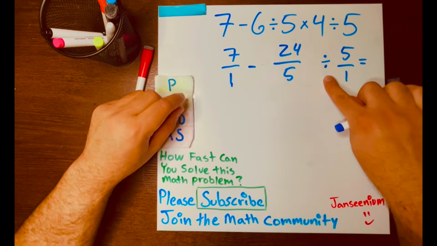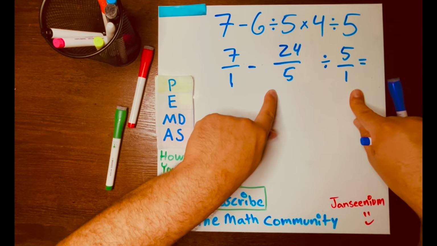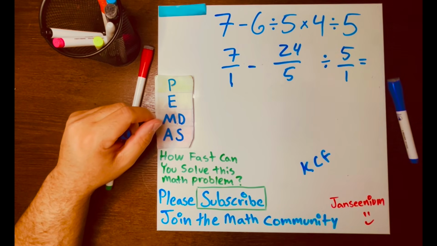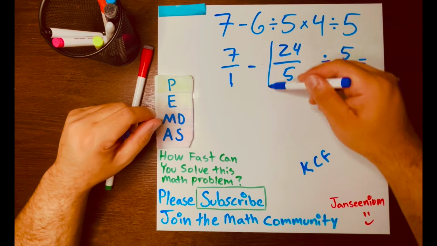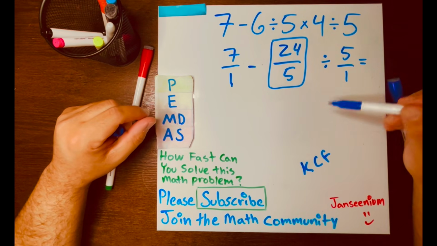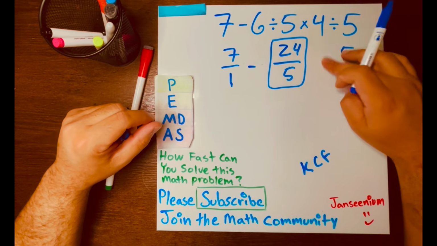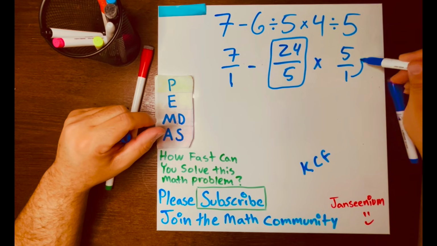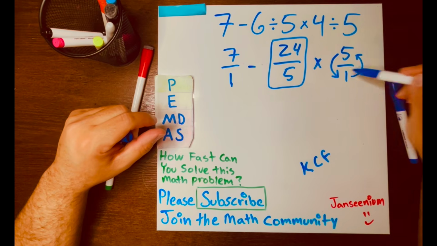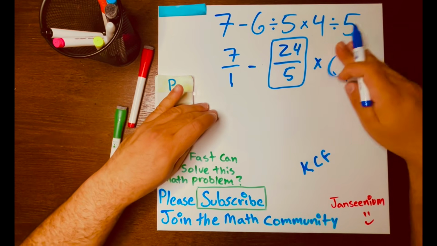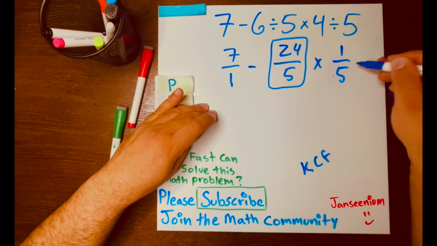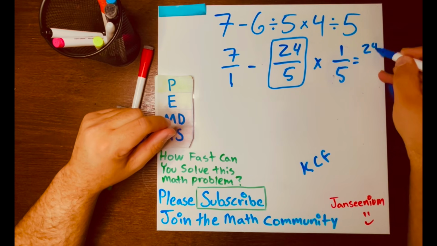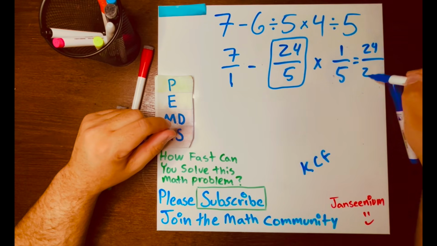You start with division. Notice that I'm dividing two fractions, and I will use the keep, change, flip method. So I keep the first fraction, 24 over 5. Next, I change division to multiplication. And lastly, I flip the second fraction. So the 1 goes up and the 5 goes below the fraction bar. So it'll be written like this, 1 over 5. Next, I multiply across. 24 times 1 is 24 over 5 times 5 is 25.